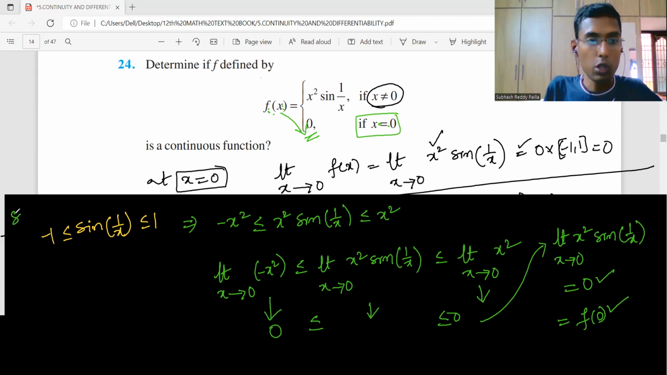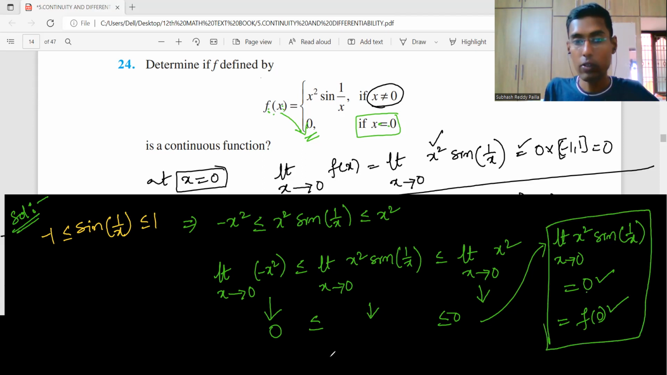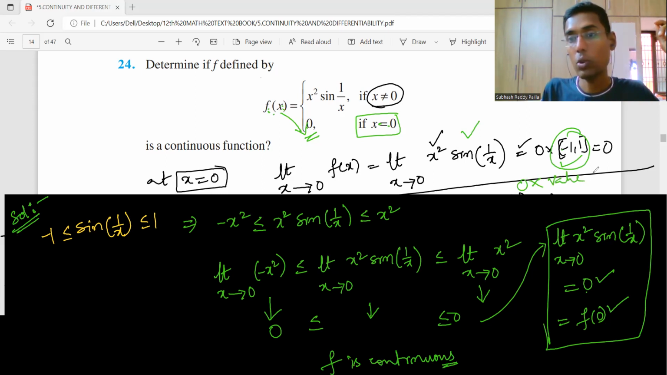So in the solution, you do it like this. How do you find the limit? The limit of this function as x tends to 0, x square into sine 1 by x, is 0, which is equal to f of 0. Therefore, f is continuous. Otherwise, you can do it like this also. There's nothing wrong. Here you can write 0 into some value between -1 and 1, but if you write it like this, it is more clear.